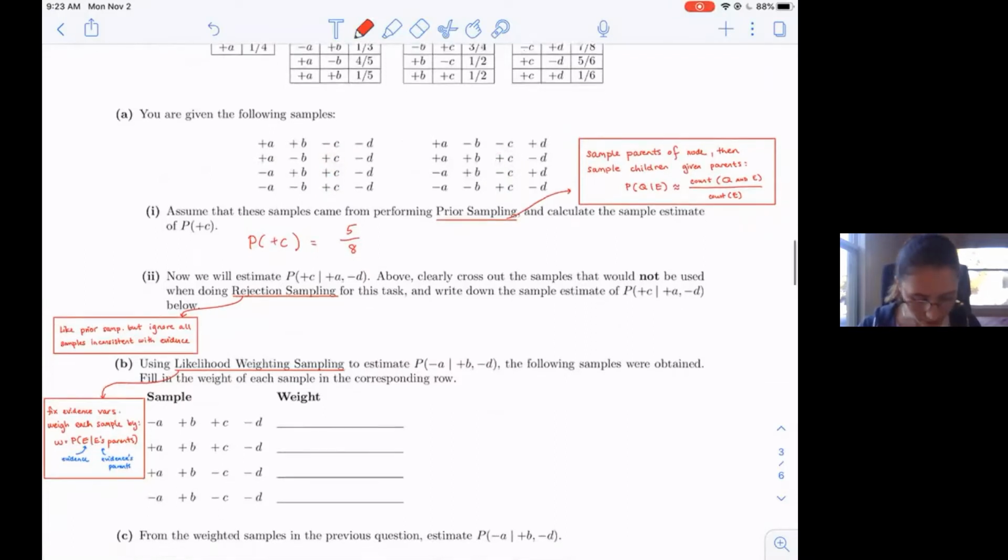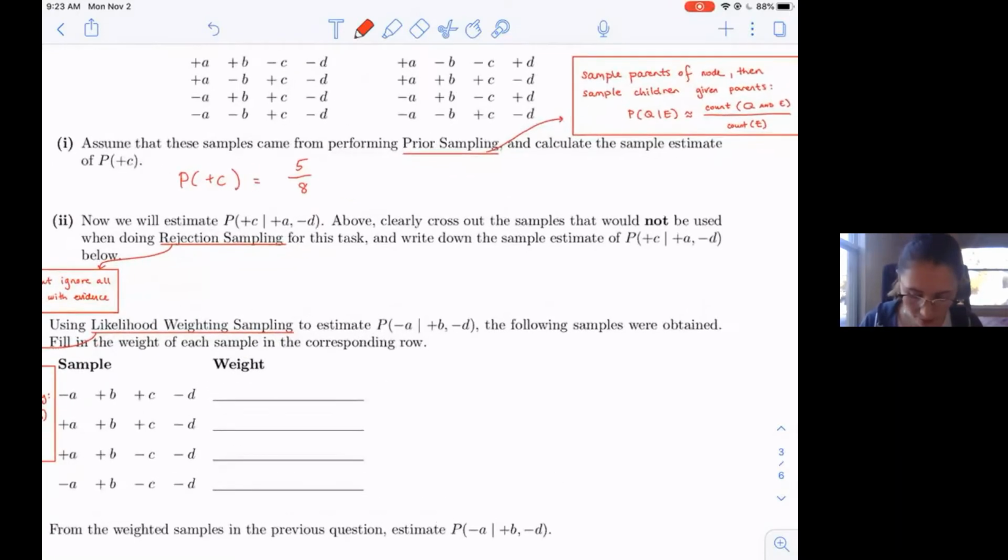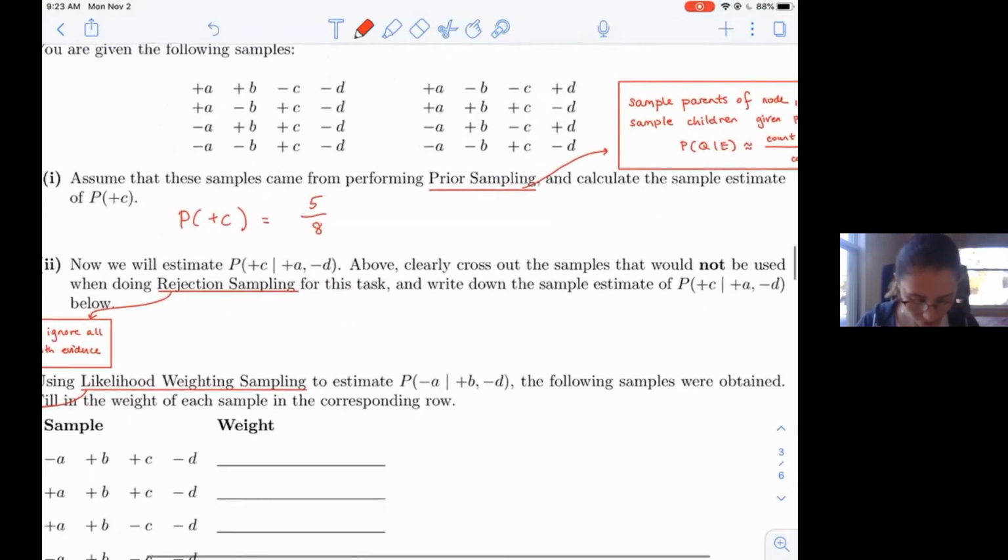Okay, next part says let's estimate plus C given plus A and minus D. We're going to cross out the samples that would not be used when doing rejection sampling for this task. And then we want to write down the sample estimate of this quantity P of plus C given plus A and minus D. So let's remind ourselves what's rejection sampling.